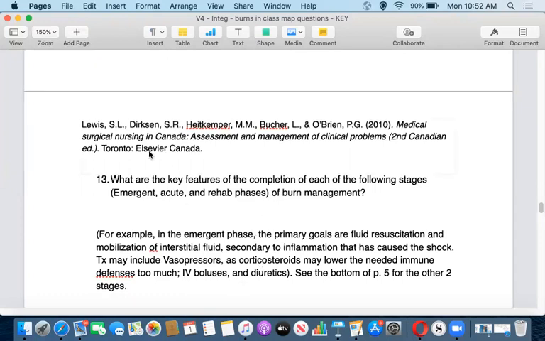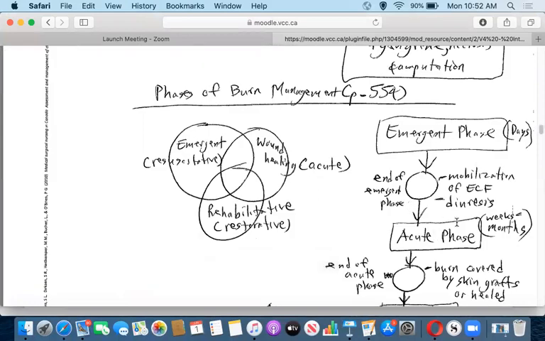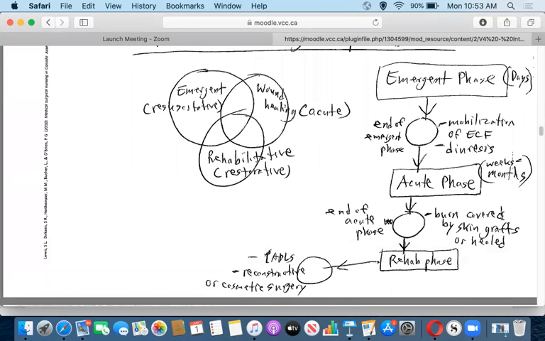We'll look at the bottom of map 5 to see what we can say about the other 2 phases. The emergent phase, we talked about, is mobilization of fluid and diuresis, getting the perfusion going to keep the patient alive. In the acute phase, the patient goes up to the acute care ward, the acute burn unit, and it's really about preventing infection and promoting healing of the wound, whether it's a skin graft or not. Is the skin graft going to attach itself and stay nicely, or is it going to become infected and be rejected by the body? So the acute phase is really trying to manage all that, and prevent infection.